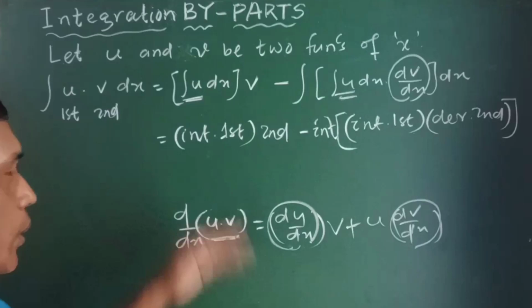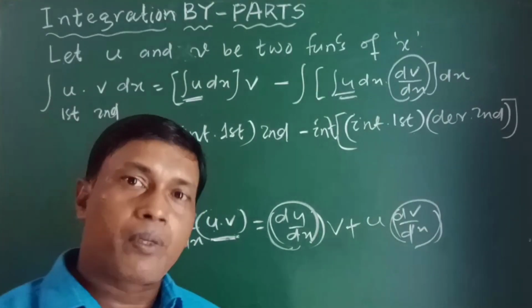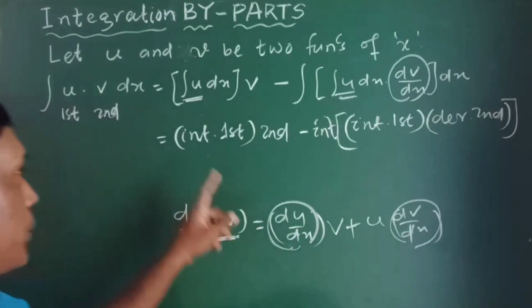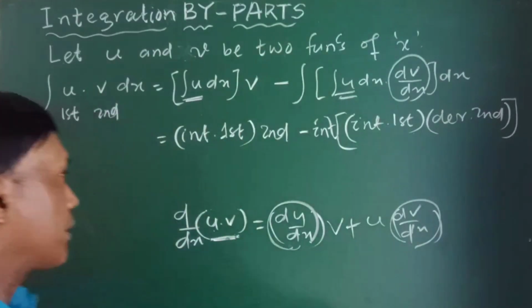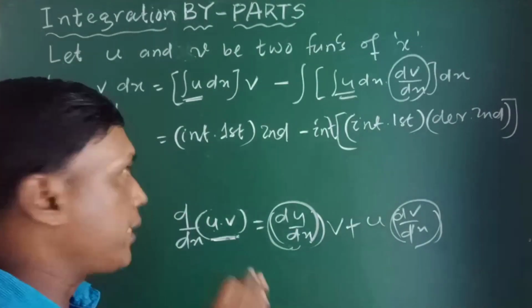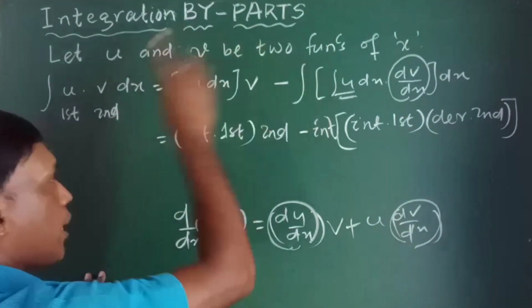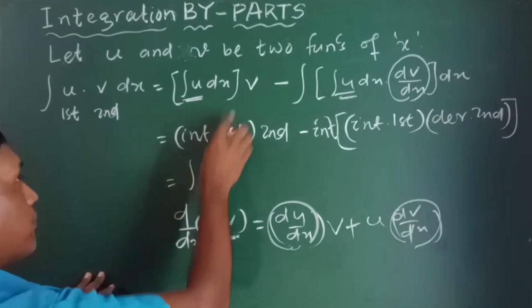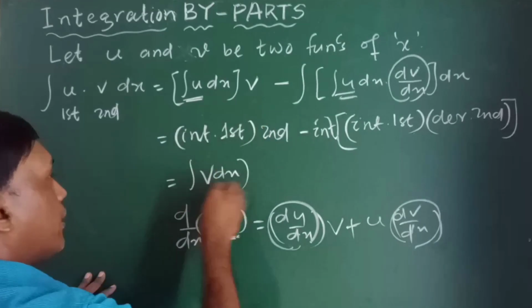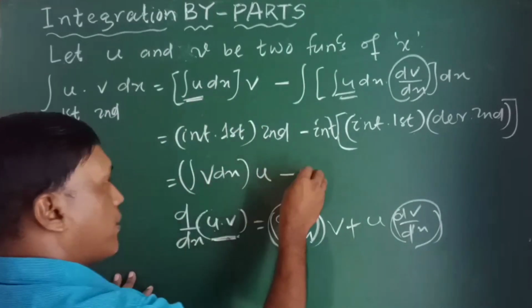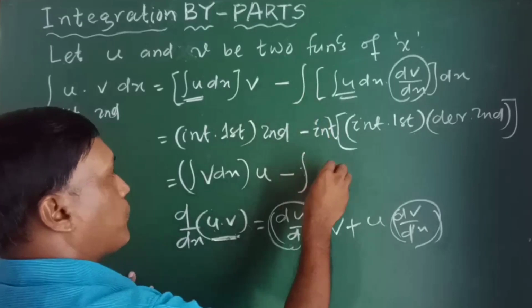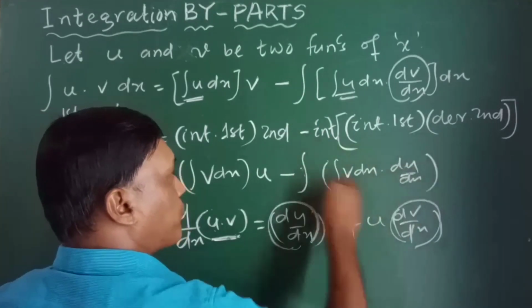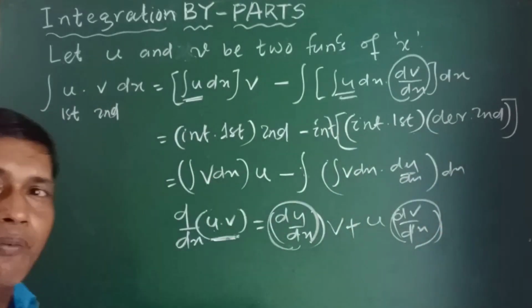Also, dear students, there is another formula of by parts. Since u into v is equal to v into u, this formula can also be written in another way, like integration of v into u minus integration of v into derivative of u. Don't remember this, I simply write it. This is also another formula.